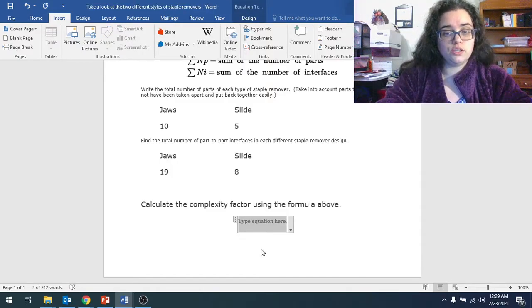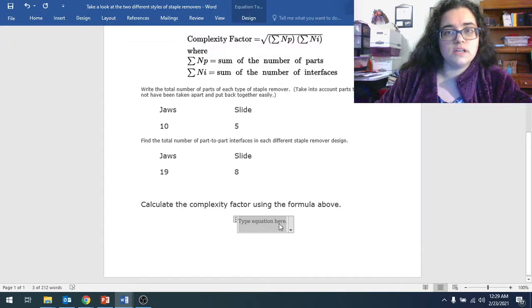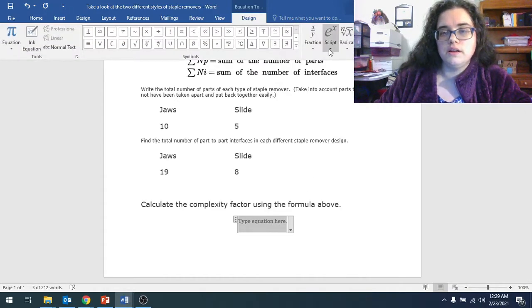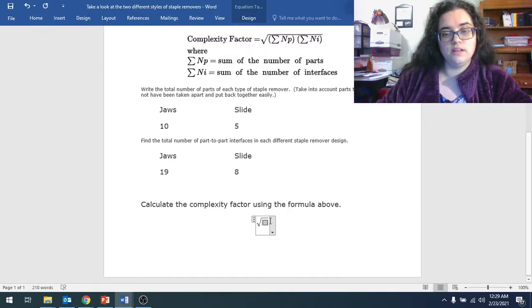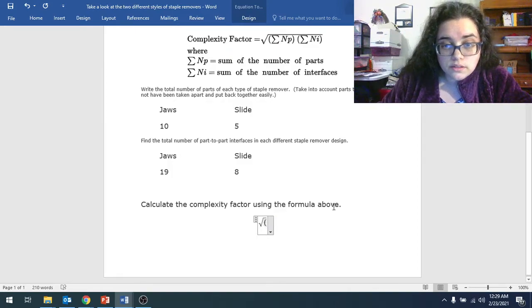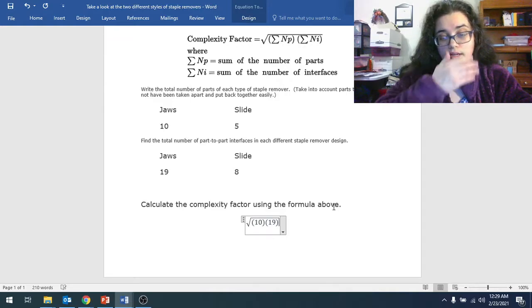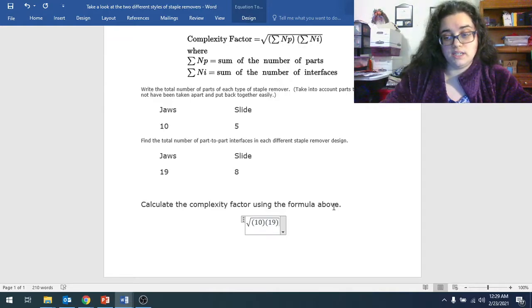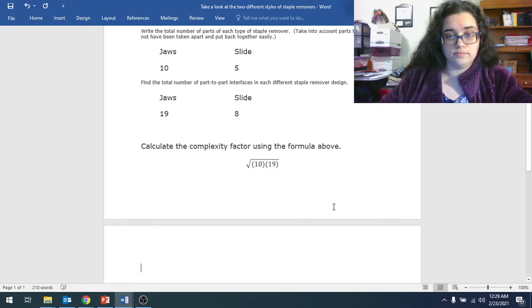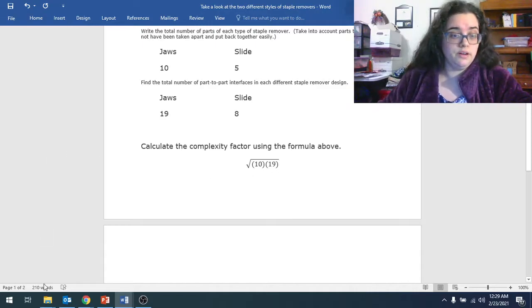Alright, so the JAWS one is going to be... where's my, there they are. The square root is under the radical, so I'm going to get the normal one, square root of, and inside I'm going to have my number of parts, which was 10, and my number of interfaces, 10 times 19. So I'm going to say, okay, what's 10 times 19? It's 190. I take the square root of that. I might need a calculator. You know what?